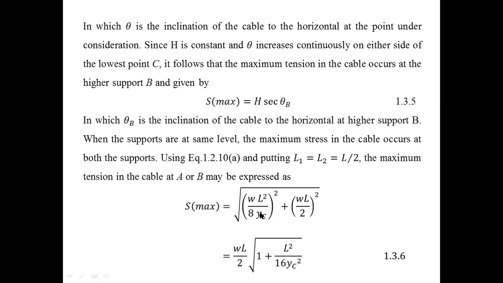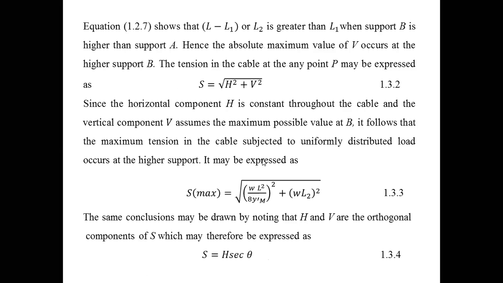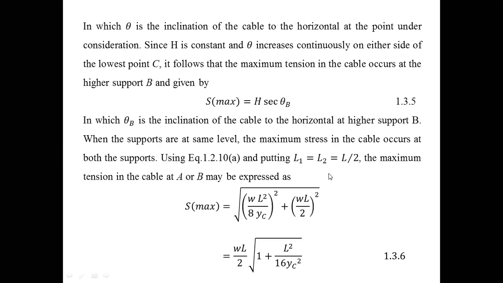Lowest point is YC. So this is the expression. This S maximum expression is given for supports at different levels, where support B is higher than support A. But this expression will give us the case where the supports are at the same level and subjected to uniform distributed load. Then WL by 2 into 1 plus L square by 16yc, directly calculated. Clear?